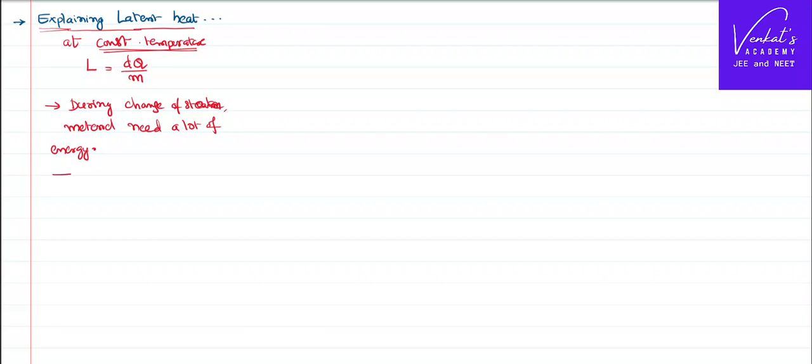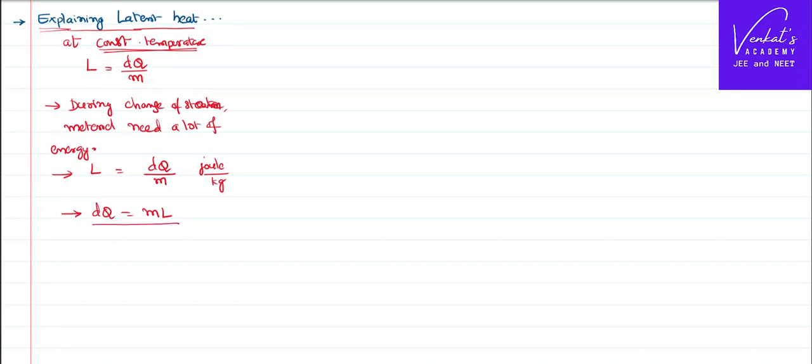So latent heat is defined as the amount of heat energy required to convert unit mass of substance from one state to another. If I have to write the unit, dQ is the heat energy in joules, and mass is in kilograms. So its unit is joule per kilogram. From here I can write dQ equal to mL. So whenever there is a change of state, the heat energy emitted or absorbed must be equal to mL.